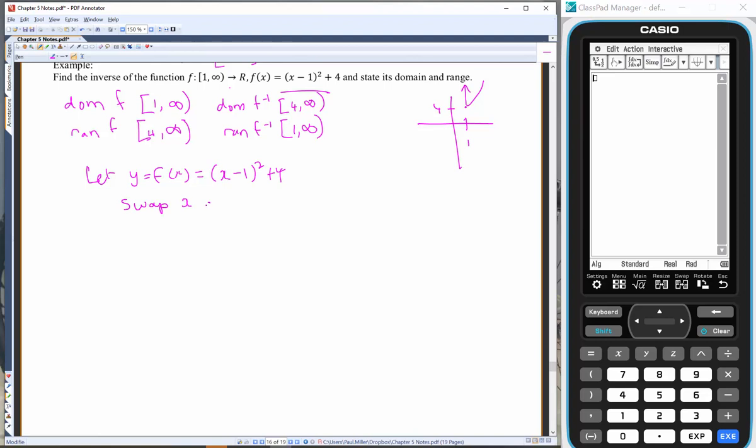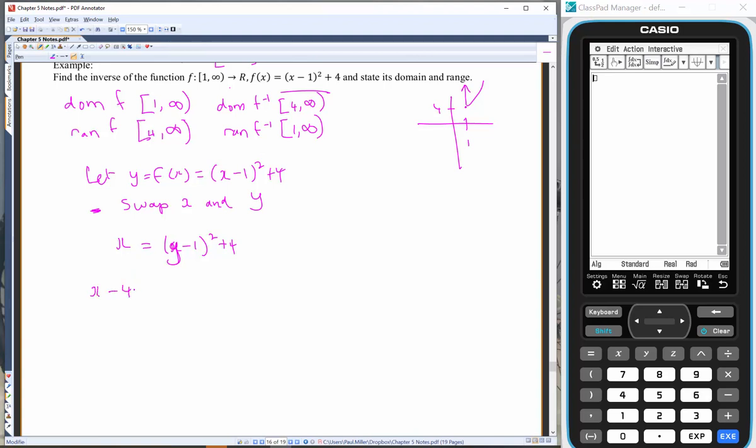Swap x and y. You must include this line to explain what you're doing. Apparently a few years ago, VCAA examiners on this question, if you didn't write this line, they pinned you on it. So let's just make sure that we're doing this. x equals (y take 1) squared plus 4. My bad, that should be y. Okay, so I've swapped the x and the y values for the inverse function.